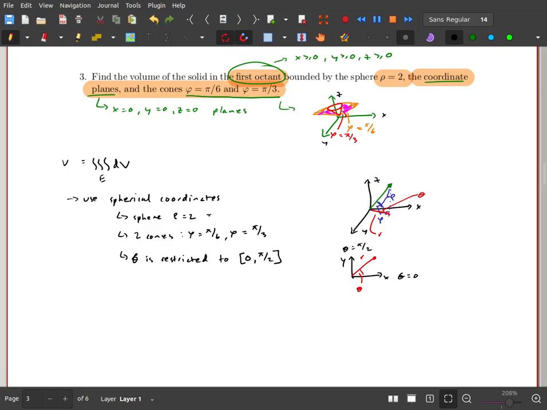Okay, so what does all of this translate to? Rho will be between 0 and 2. That's our limits of integration on rho. Phi will be between pi over 6 and pi over 3. That's already given by the geometry. And then theta will be between 0 and pi over 2. So those are our 3 limits of integration on each of the independent variables in spherical coordinates.